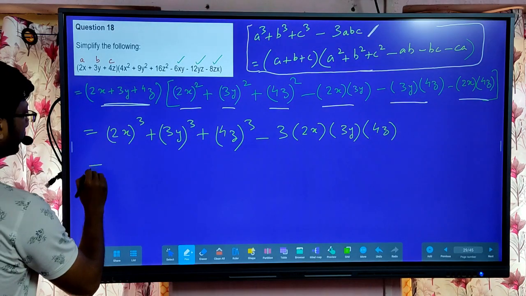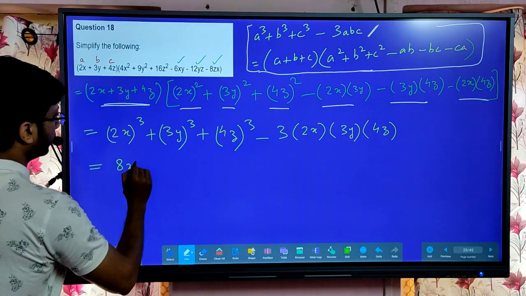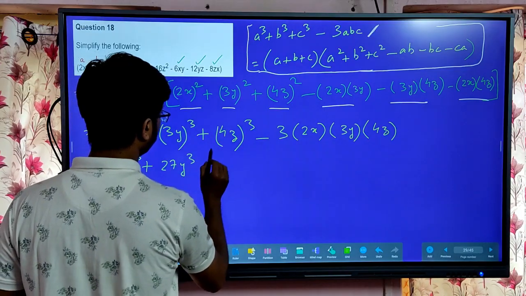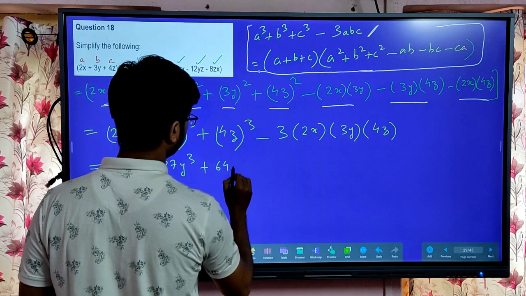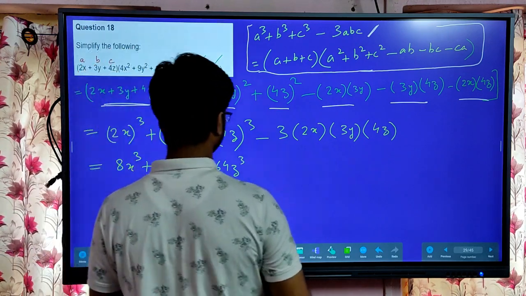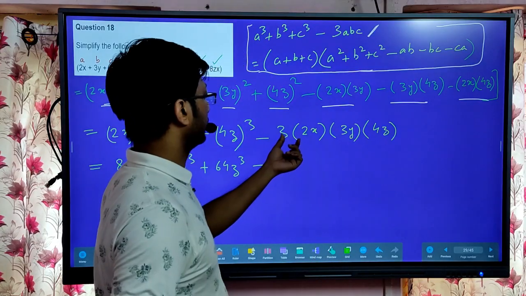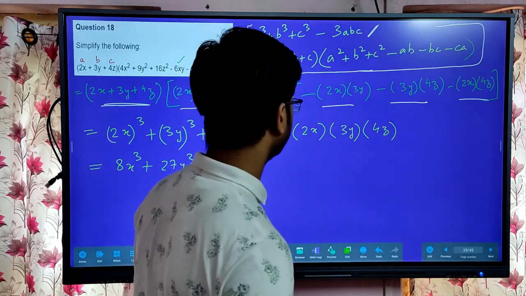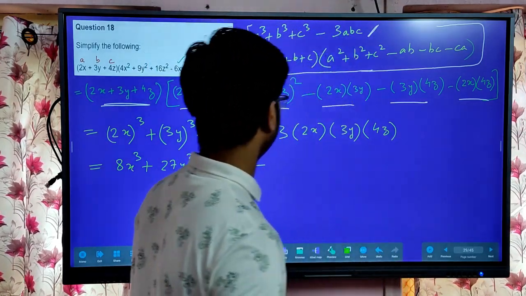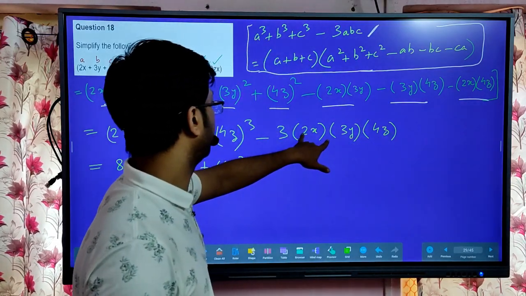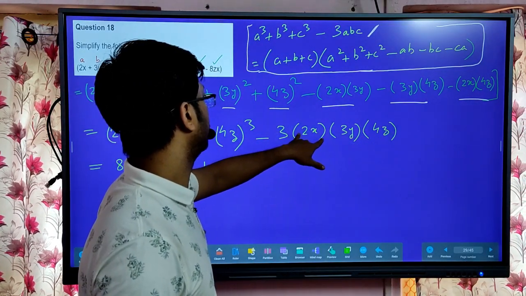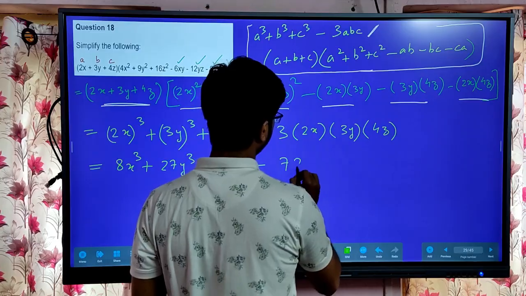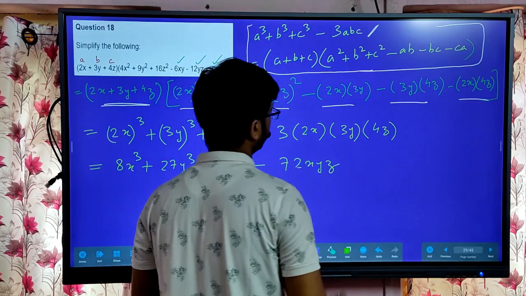So let me write what is coming to 8x cube plus 27y cube plus 64z cube minus 3 into 6, 6 is 18, 18 for the how much? So let me tell you, 4 is a 12, 12 into 3 is 36, that is 72. So it is 72xyz.